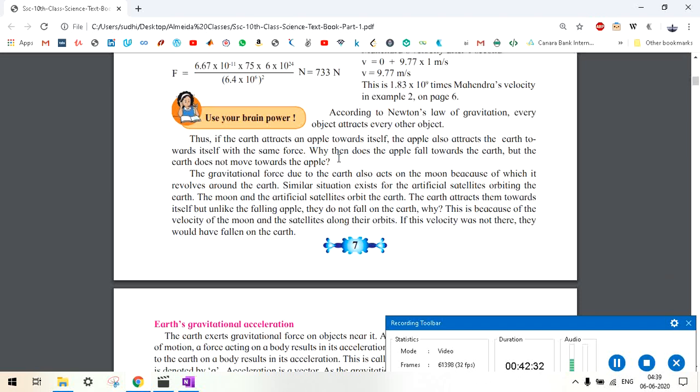Let us understand it in two different ways. The gravitational force due to Earth also acts on the moon, because of which it revolves around the Earth. Similar situation exists for artificial satellites orbiting the Earth. The moon and artificial satellites orbit the Earth. Orbit means they revolve around the Earth. The Earth attracts them towards itself, but unlike the falling apple, they do not fall on Earth. Why? This is because of the velocity of the moon and satellites along their orbits. If this velocity was not there, they would have fallen on the Earth.